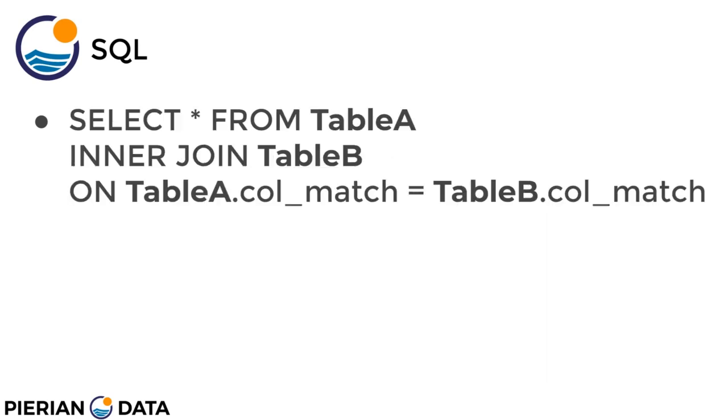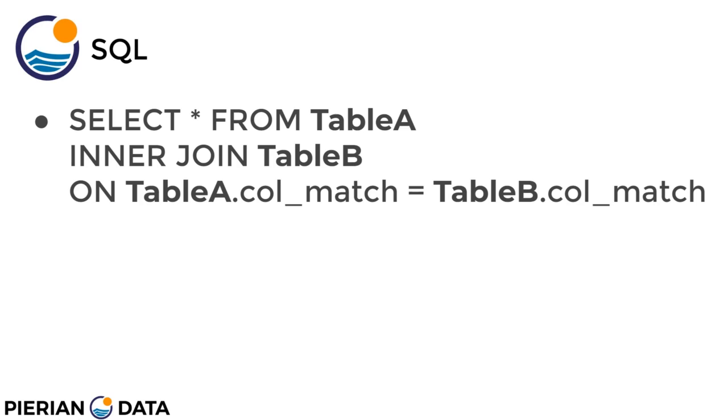So what's the actual syntax for this? Well, we can say select and then whatever columns you want, but in this case, we'll keep things simple by selecting all columns. And we say select all the columns from table A and then inner join with table B. And then we provide what we're actually matching on. So match on table A dot column match is equal to table B dot column match.